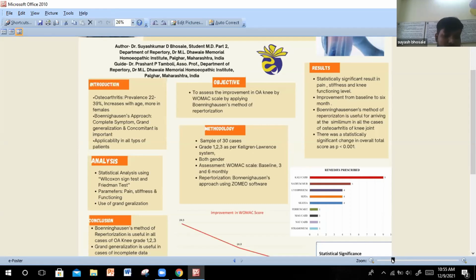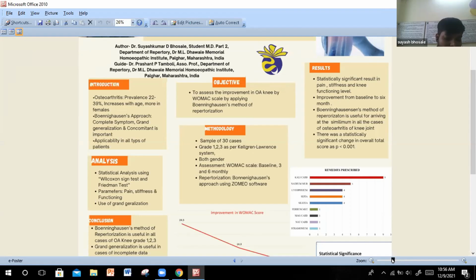Methodology: a prospective study was conducted on a sample size of 30 cases, selected using simple random sampling. The cases of knee joints were diagnosed as per first, second, and third grade of the Kellgren-Lawrence system of OA knee joints. The WOMAC scale was used at baseline, 3 months and 6 months of treatment to assess pain, stiffness, and functioning. Each case was worked up by applying Bonninghausen method of repertorization on Zenyo software.